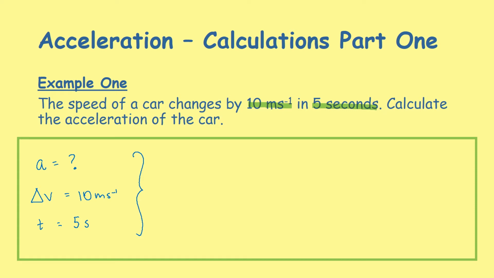Now we want to write our equation out. A equals delta V divided by t. And now we want to substitute in our values. So the acceleration equals the change in speed, which is 10, divided by our time, which is 5. So our acceleration is 2, and remember the unit for it, it's meters per second squared.